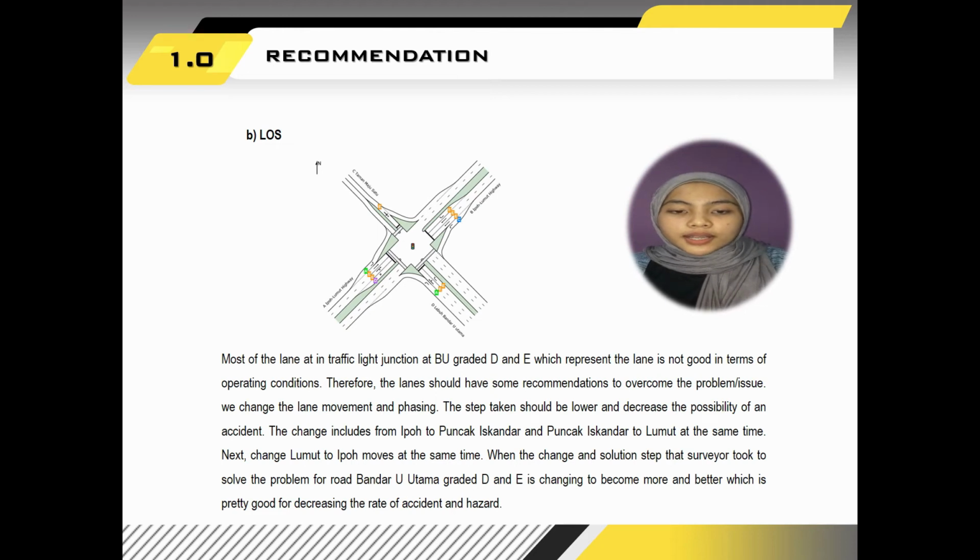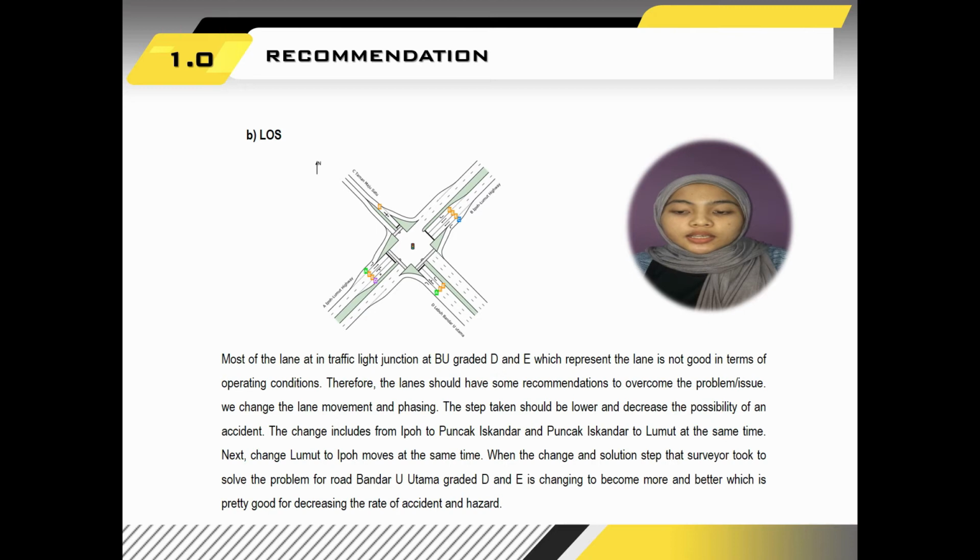For level of service (LOS), most of the lanes at the traffic light junction at Bandar U are graded D and E, which represents that the lane is not good in terms of operation condition. Therefore, the lane should have some recommendation to overcome the problem.